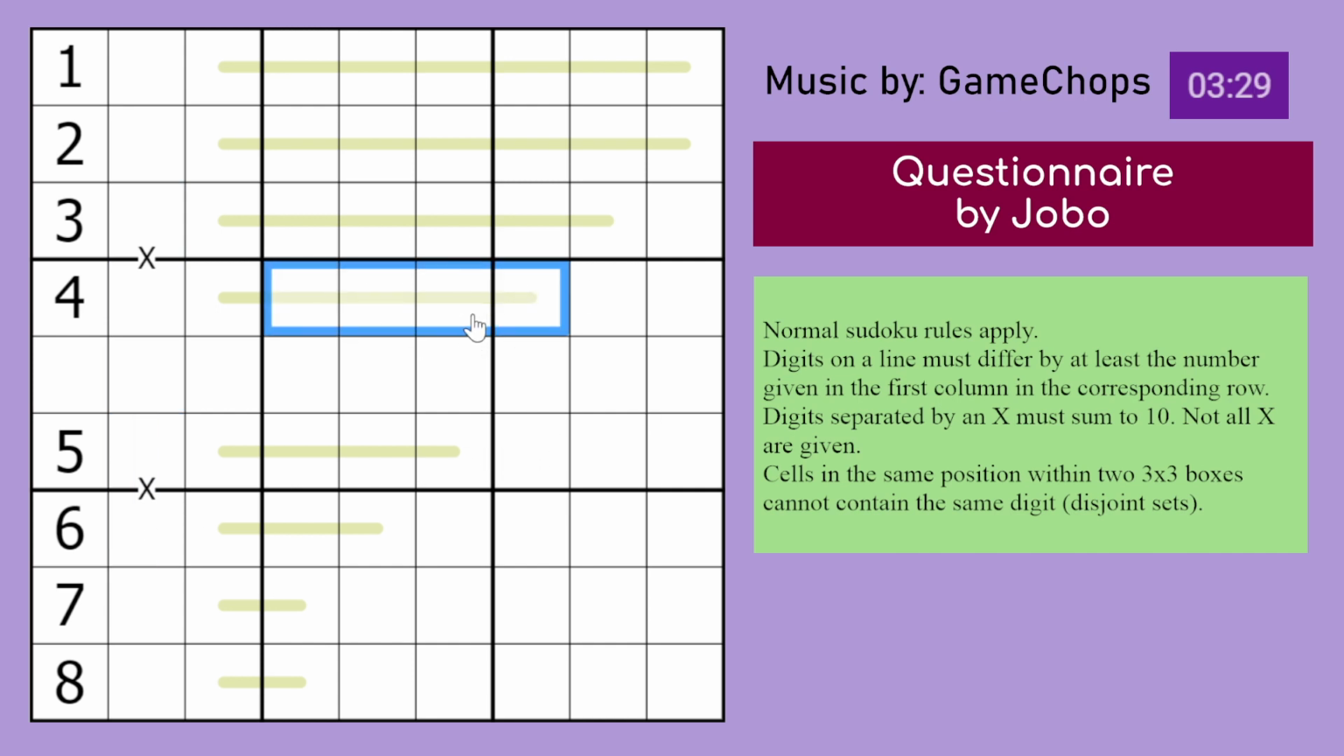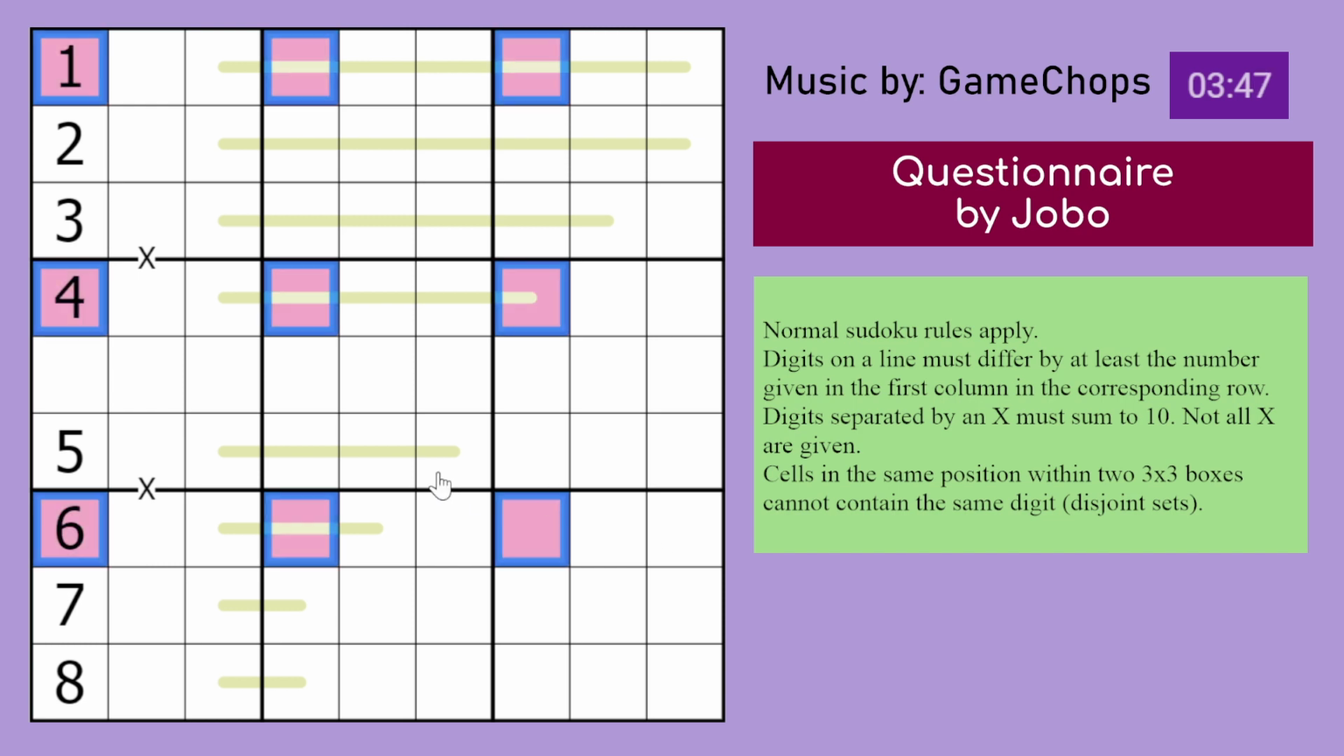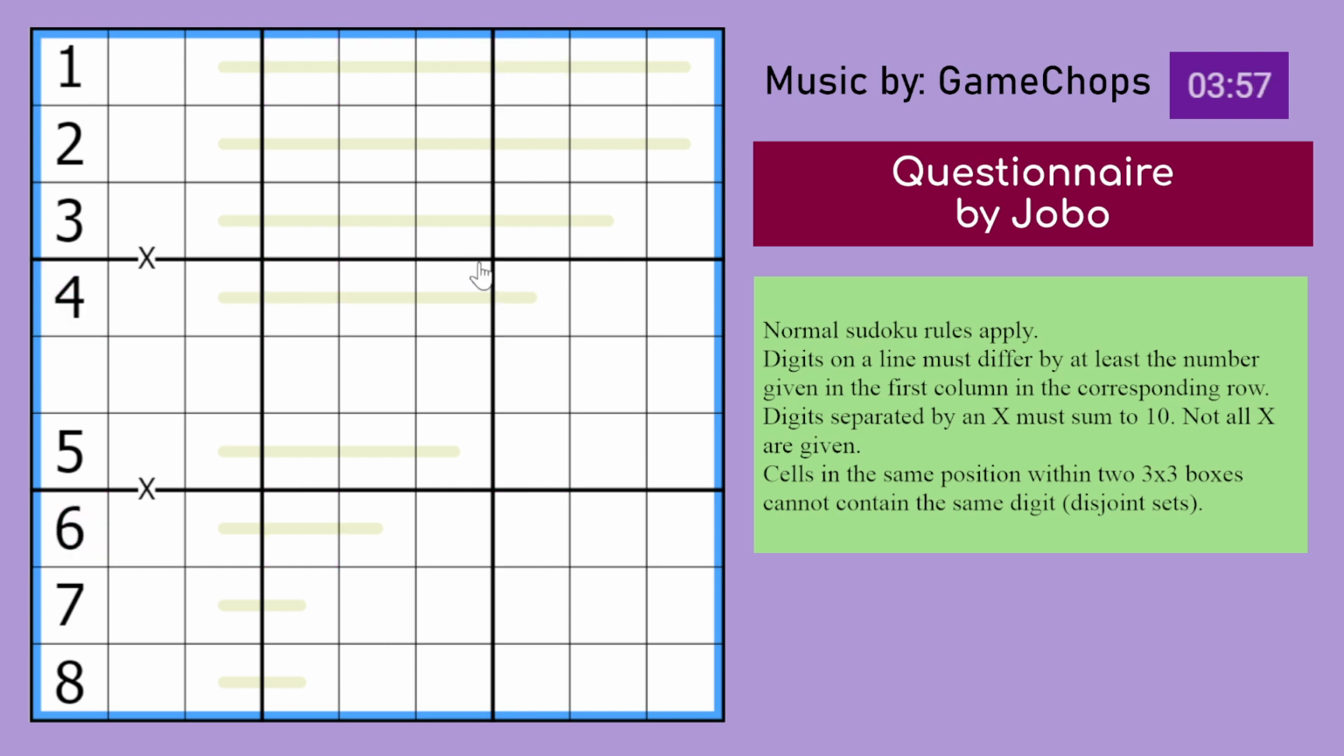Cells in the same position within two 3x3 boxes. Okay, so this is the disjoint sets rule, which is probably going to be the toughest one to spot. Cells in the same position within two 3x3 boxes cannot contain the same digit. So for each box you have these digits that are in the same position of each box. Those digits cannot contain repeated digits, so you couldn't have a 1 here because these two break. They see each other by the disjoint sets rule.